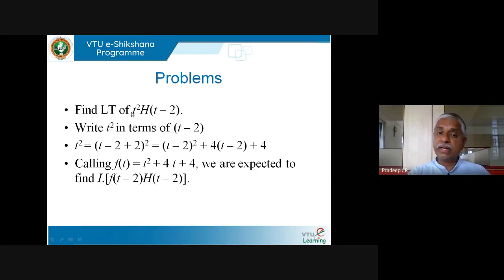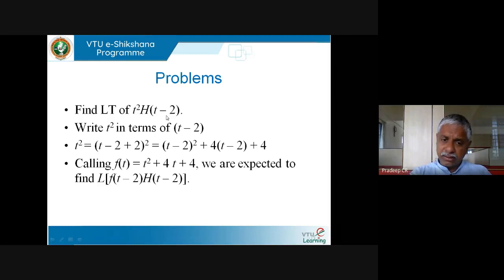I was supposed to find Laplace of t square into h(t minus 2), which means Laplace of f(t minus 2) h(t minus 2). For this I have a formula. Now f, of course, is no more t square. f is this. The argument of f and the argument of h are the same. So my effort was trying to manipulate f, to cook up an f so that the given function has the same argument as that of h. That was the aim. So I did that. This is probably a new manipulation for you, or you may have seen it in your class 12. So go over this carefully.